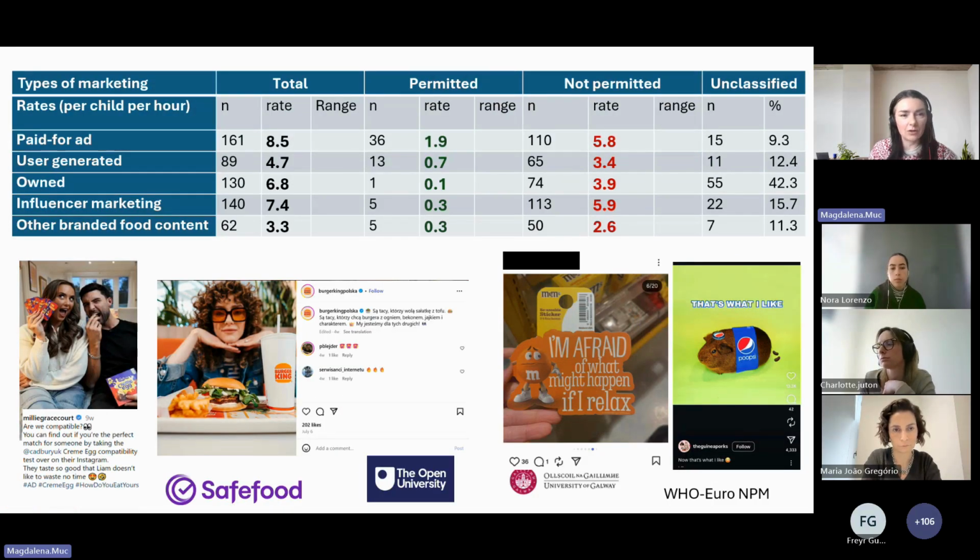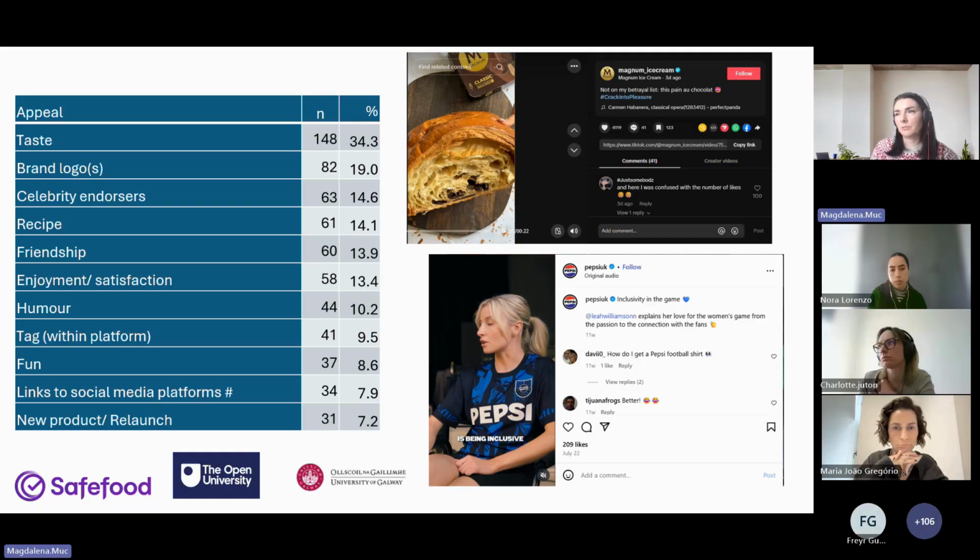When we looked at the types of marketing, I think all of them were pretty common and frequent. However, the paid ads were still the most frequent type of ads, together with the influencer marketing. There were various very appealing methods used by the brands in the marketing that children saw. The most common was, of course, the appeal to taste, but also the presence of brand logos. Celebrity endorsement was one of the top appeals that we found in children's feeds, and it included a lot of sports celebrities, which is health washing on top of that.